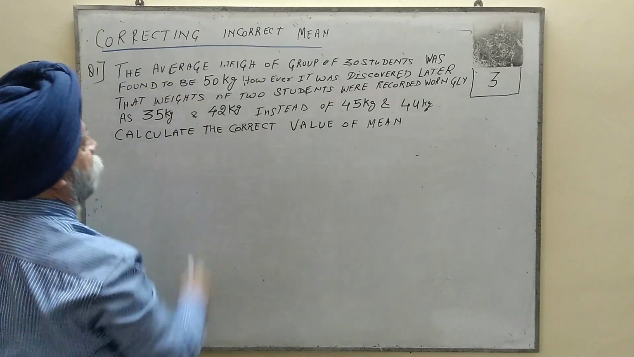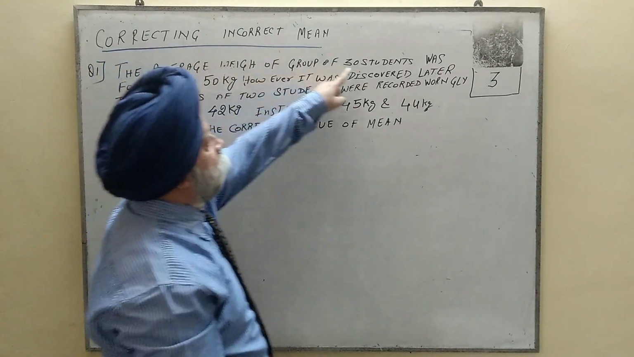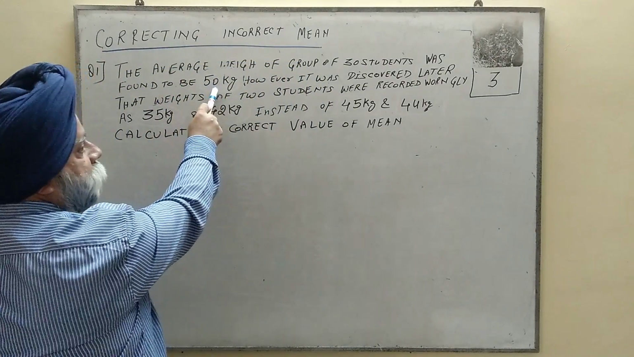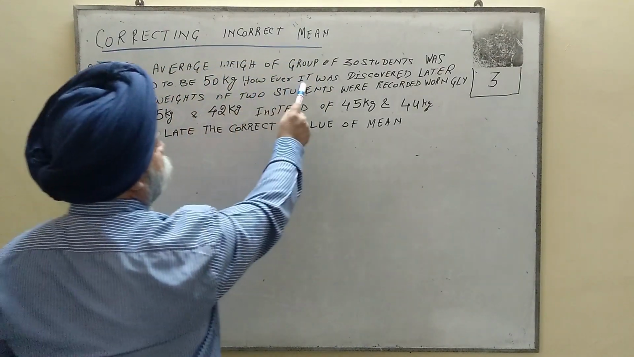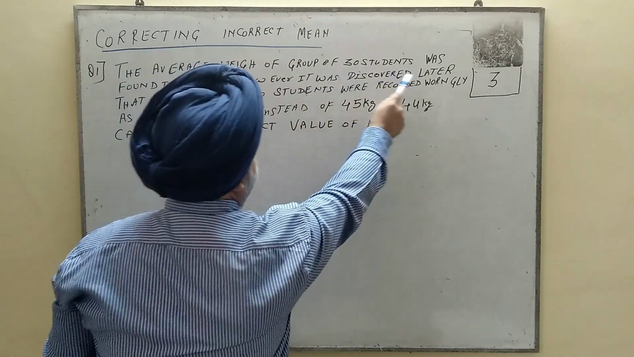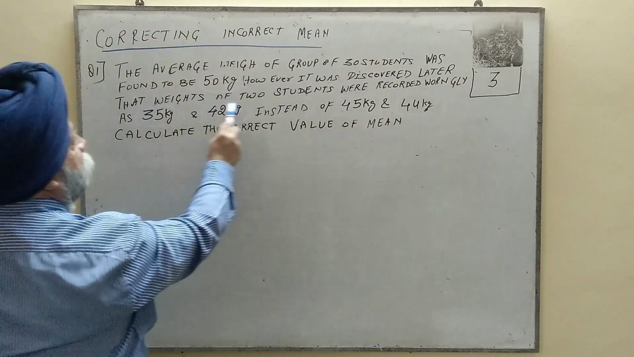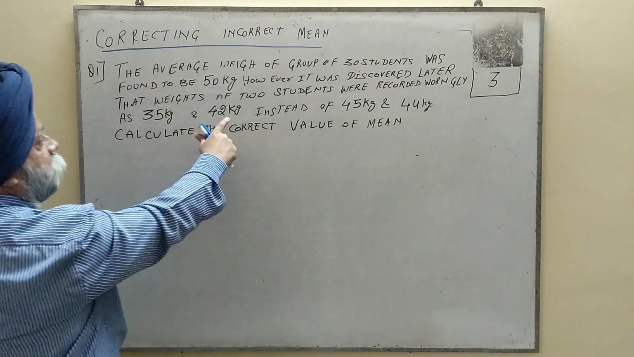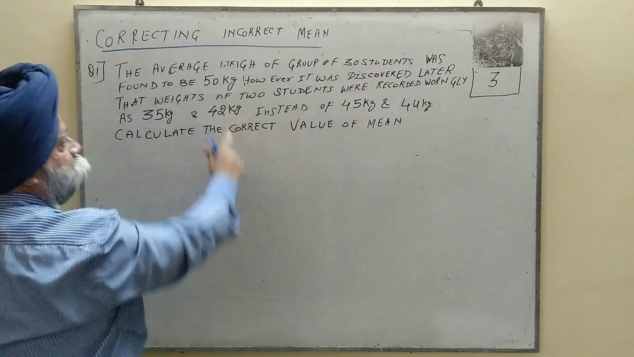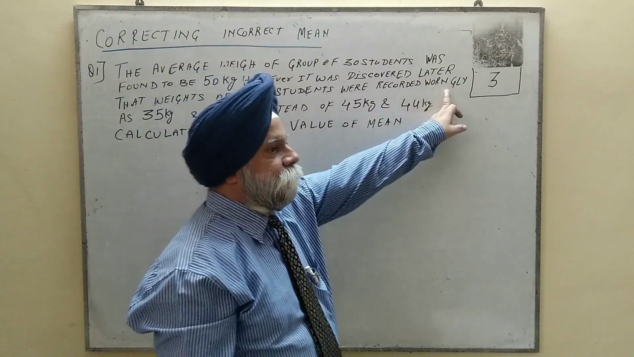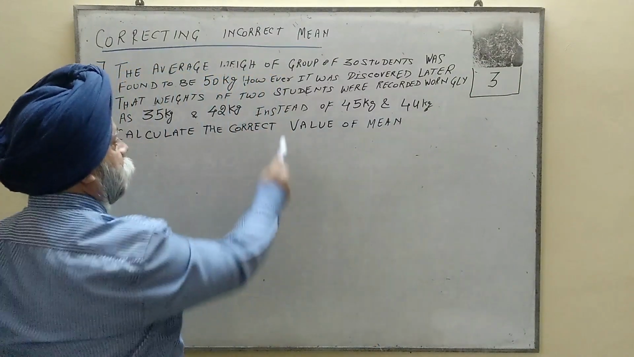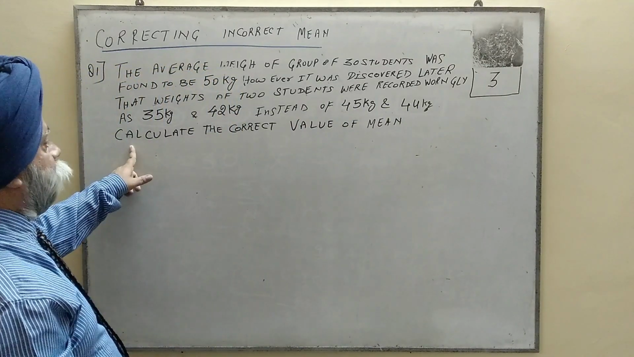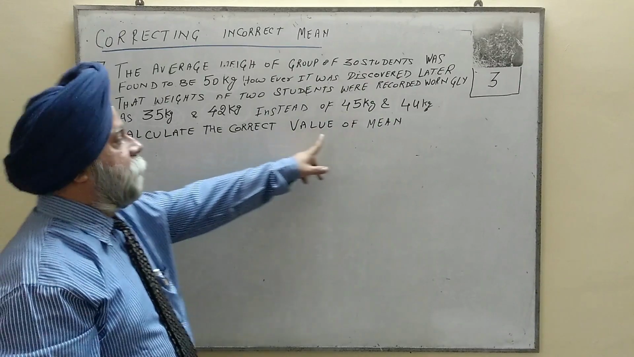The average weight of a group of 30 students was found to be 50 kg. However, it was discovered later that the weights of two students were recorded wrongly as 35 kg and 42 kg, instead of 45 and 44 kg. Now we have to calculate the correct mean.